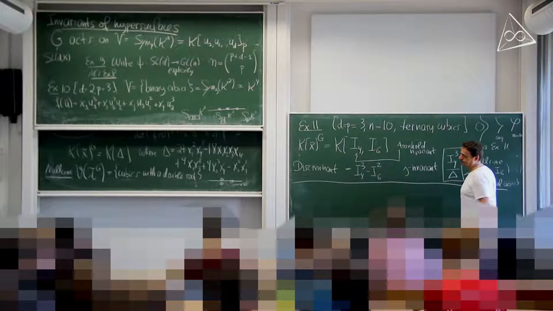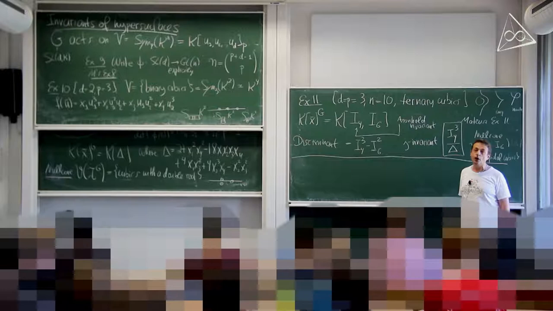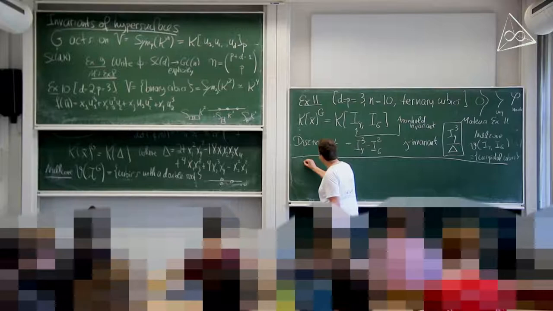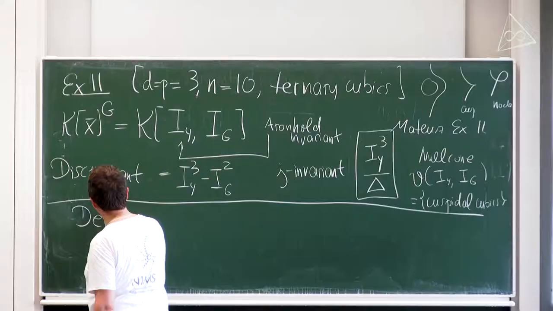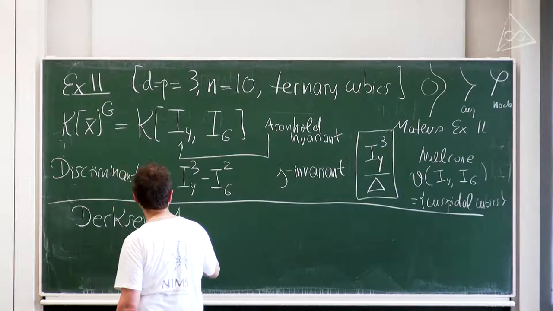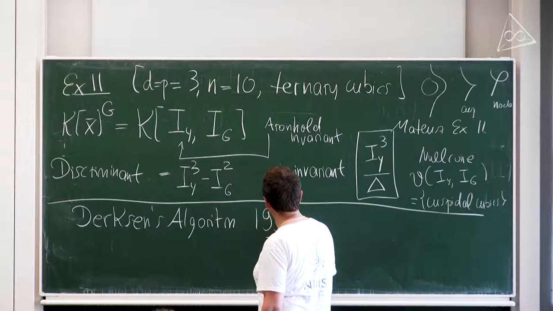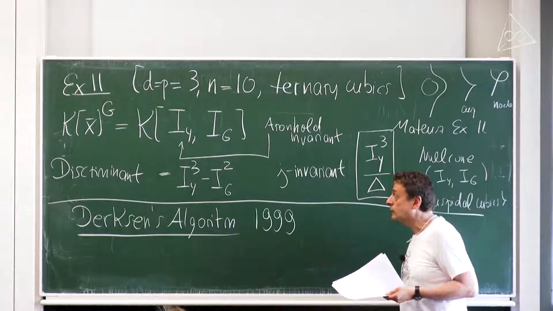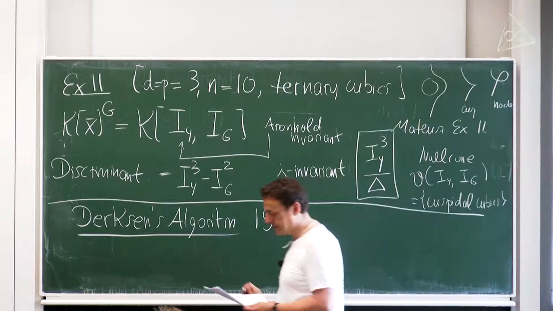The next thing I'd like to tell you is something that Gordon did not do, but should have done. The one who did it was Harm Dirksen. As far as we know, this was not done. Dirksen's algorithm really comes from 1999. Neither Gordon nor Emmy Noether found this algorithm. And it's very, very simple. Okay, let me tell you Dirksen's algorithm.